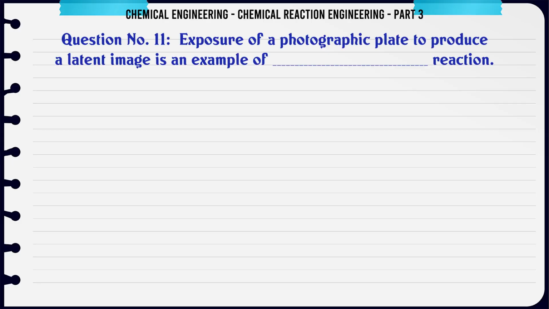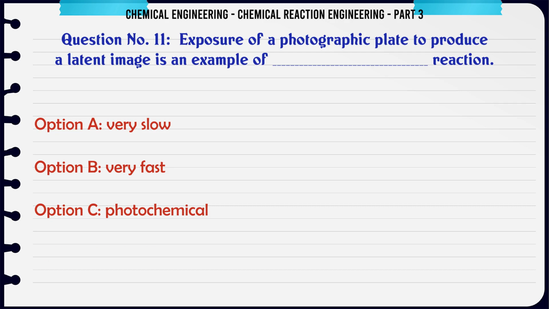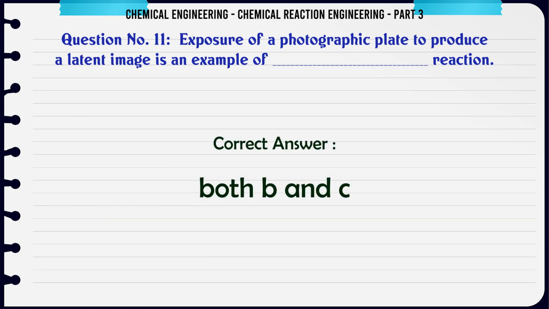Exposure of a photographic plate to produce a latent image is an example of a reaction. A. very slow, B. very fast, C. photochemical, D. both B and C. The correct answer is both B and C.